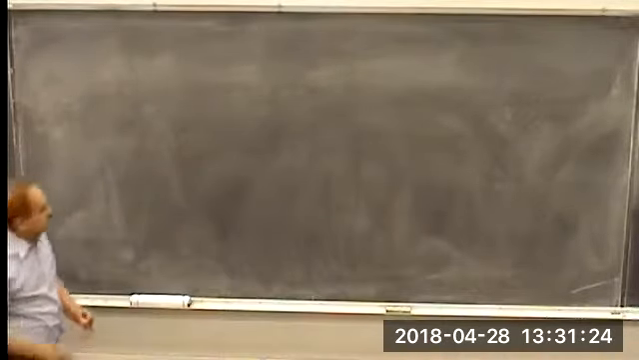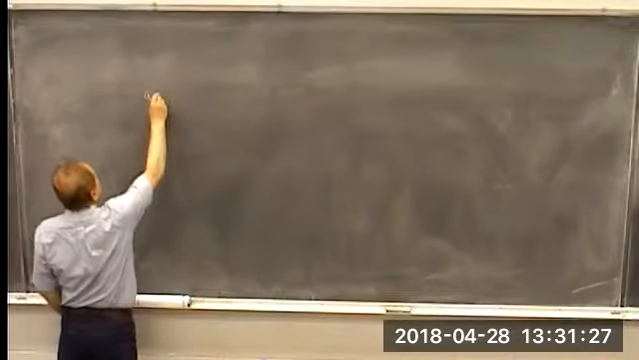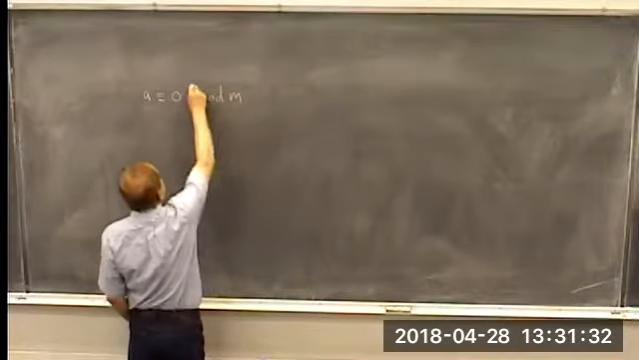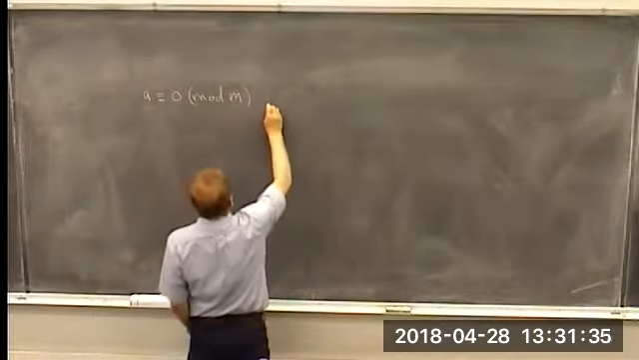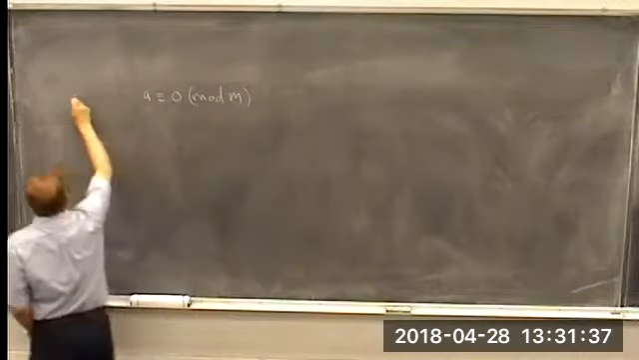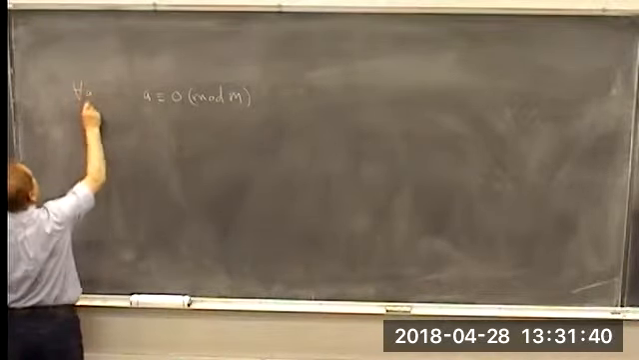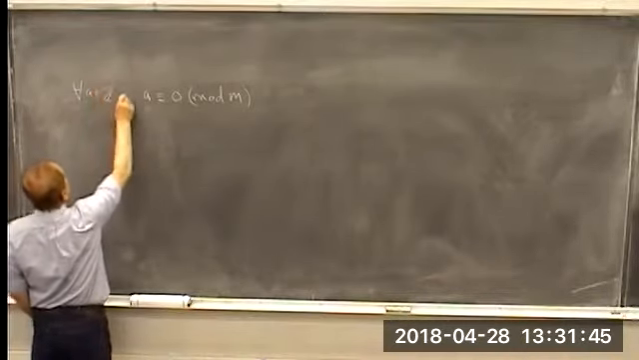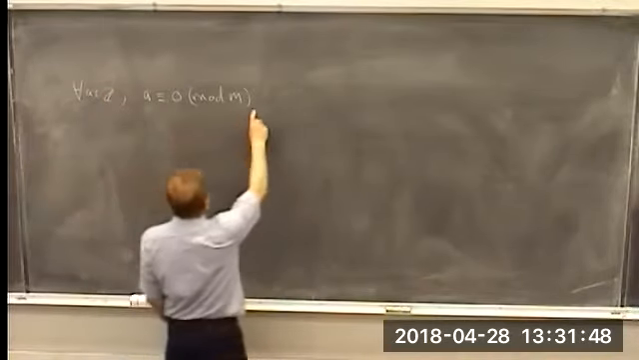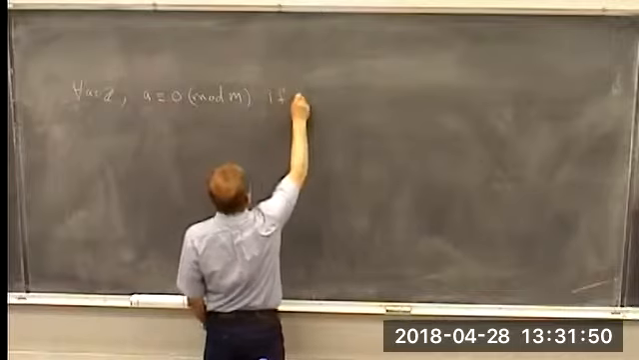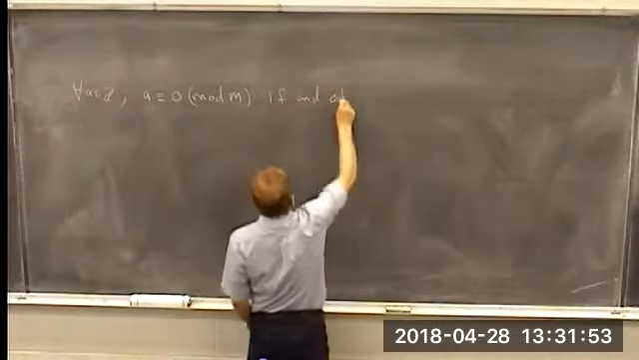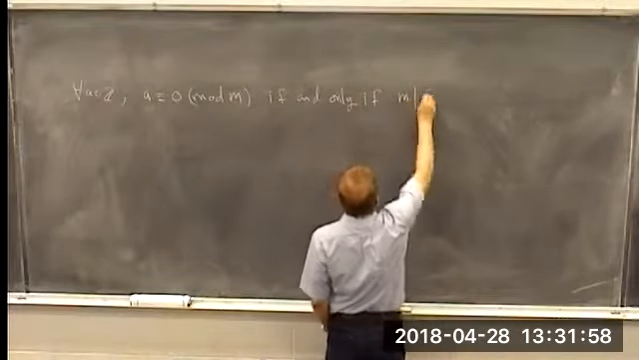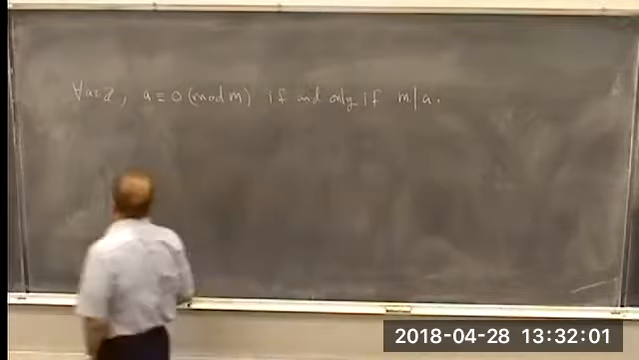So we have A is congruent to 0 mod M. Let me put in a quantifier: for every A in Z, A is congruent to 0 mod M if and only if M divides A. Let's look at the quick proof for this.